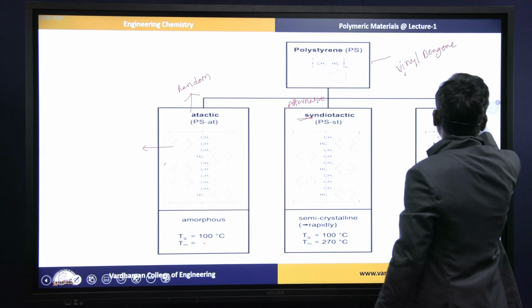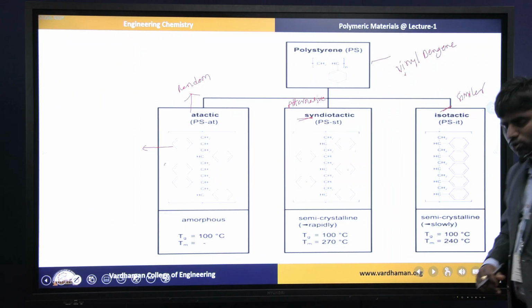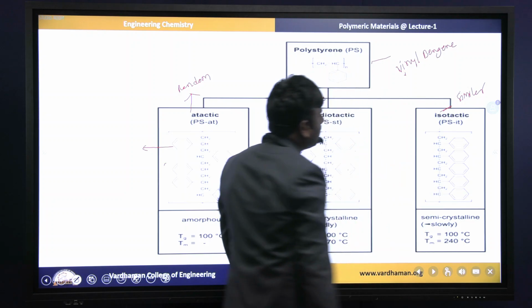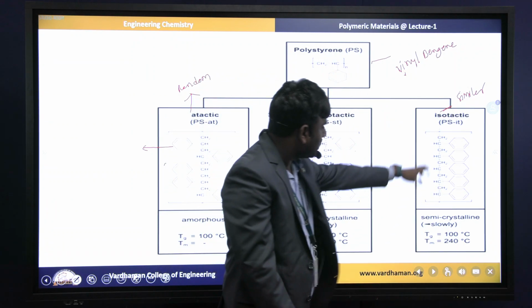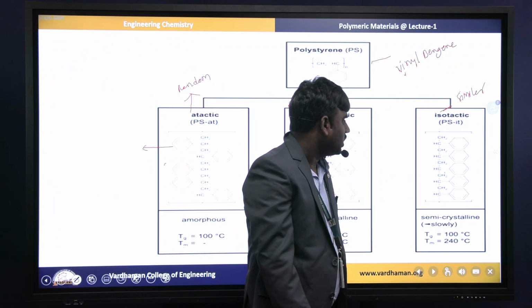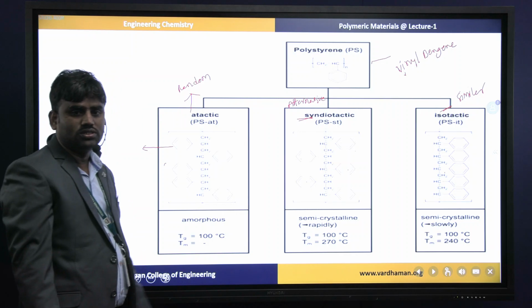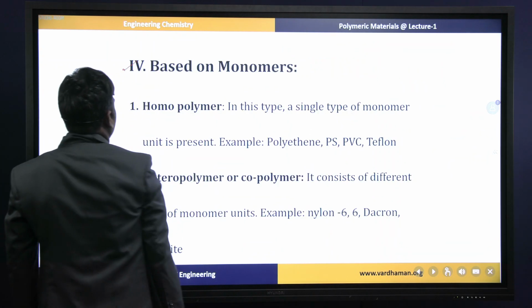And next one, isotactic. Iso means similar, meaning the atoms or groups on the backbone of the polymer chain are arranged on the same side. Here we can see all the phenyl groups are present on the same side of the polymer chain, which is called isotactic polymers.